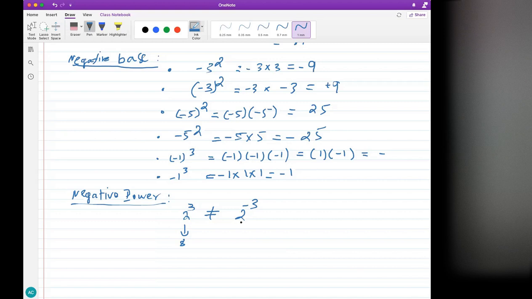What do you think this is equal to? 2 to the power negative 3. Minus 2 times minus 2 times minus 2? No, that minus is not here. It's not part of the base. It's next to the power. So it's a little different. So 2 to the power negative 3. Anybody else want to try?